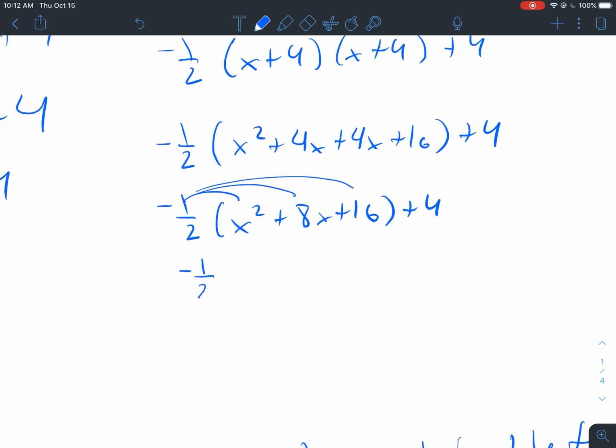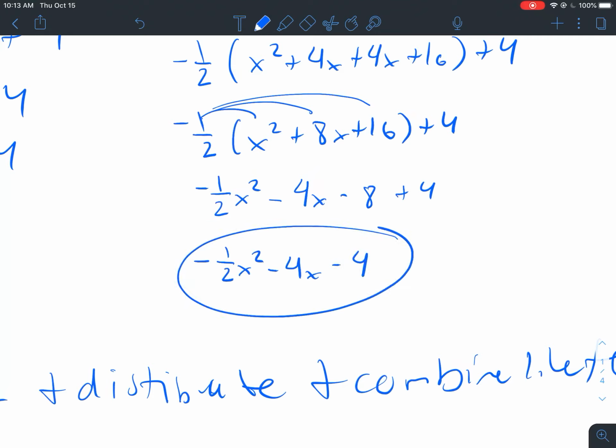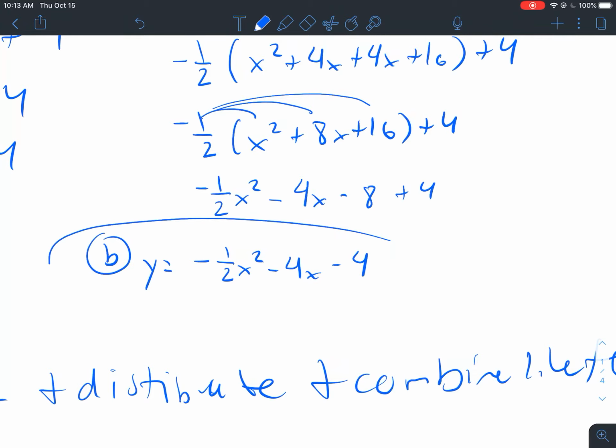So we get -1/2 x squared minus 4x minus 8. And then we've got a plus 4 at the end. So we're going to end with -1/2 x squared minus 4x minus 4, and that is going to be our answer there. Oops, I guess I could do a y equals. And this would be your B.